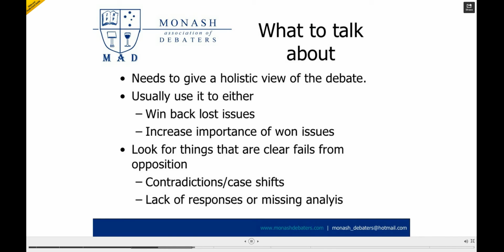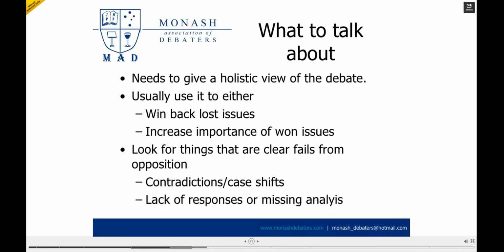The other thing to look at is clear fails on your opposition side. So if your opposition has contradicted themselves, or if they've decided at third neg that they're going to change their entire model and have an entire case shift, the reply speech is a good time to point that sort of stuff out. Obviously in a totally calm and adjudicatory sort of way, just explain that their case had to change at this point because they couldn't deal with the fact that we had already brought you all this analysis about X, Y, and Z. So the only way they could do anything was to shift their case, and that was problematic for the negative team in this debate. Or you can use it to highlight lack of responses or missing steps of analysis and those sorts of things.